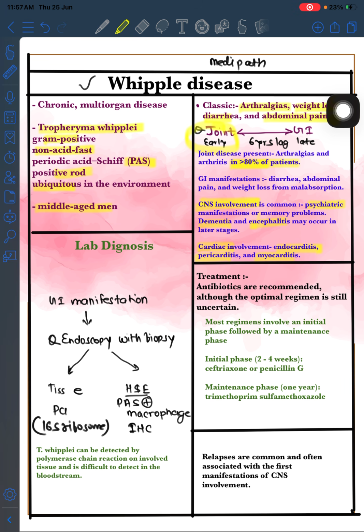After a 6 year lag, there are GI symptoms like malabsorption syndromes. After that, CNS involvement and cardiac involvement occur. These are more severe than the joint pain.